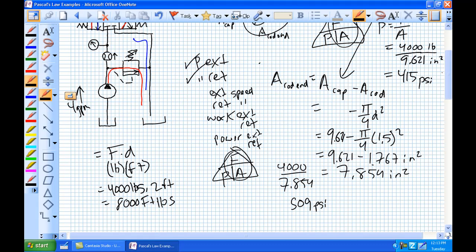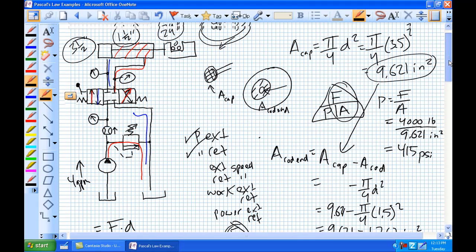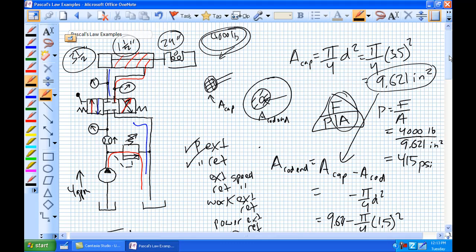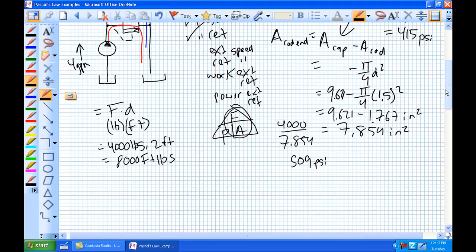on extension. So if we move 4,000 pounds 2 feet on retraction, how much work have we done? There's absolutely no need to go through the same formula again, because we did the same load, the same distance. 8,000 foot-pounds of work. Check, check. So power extension, power retraction.